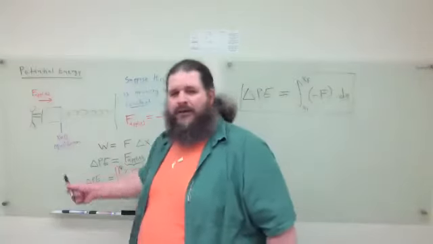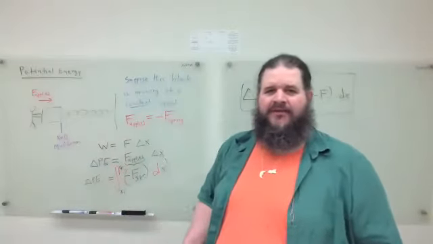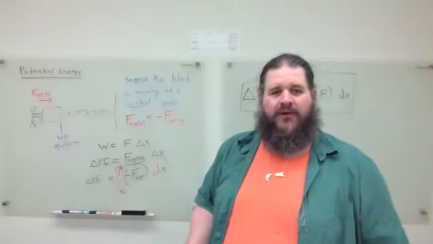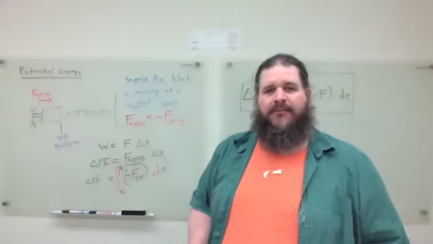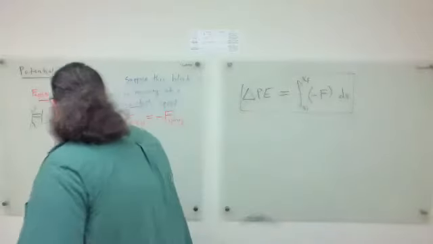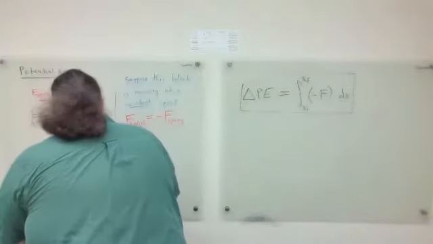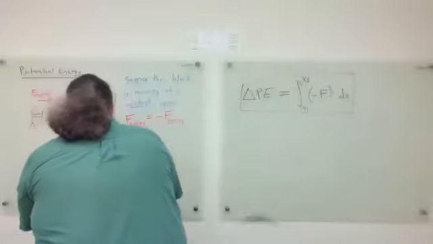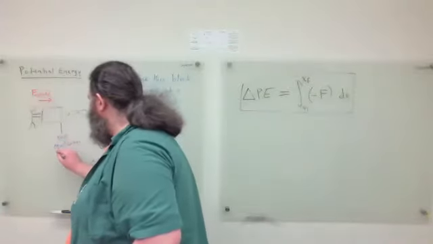If the spring's at its equilibrium distance, that means it's at its natural length. It's not exerting any force at all. In fact, that's really what equilibrium means. Equilibrium means a location where the force is zero. So equilibrium means there's no force.